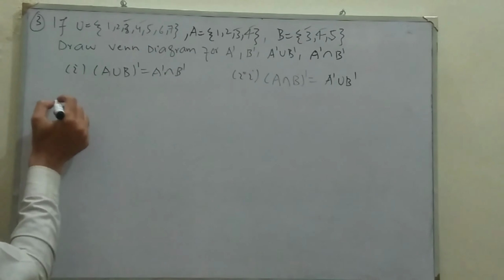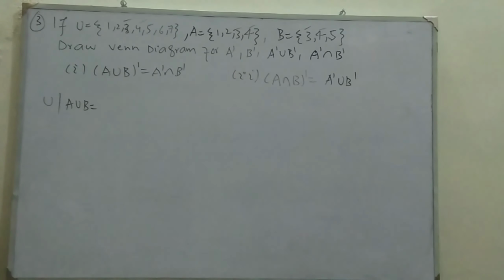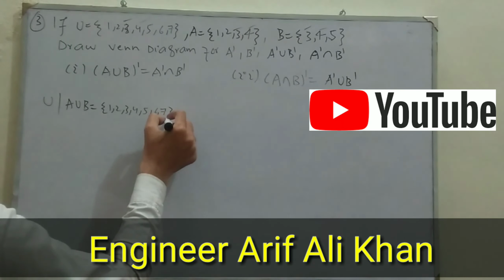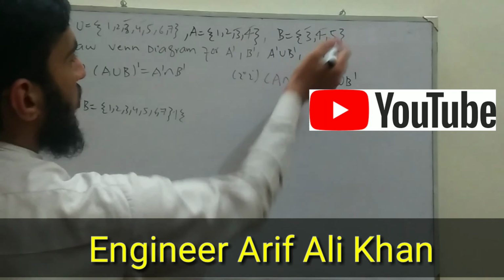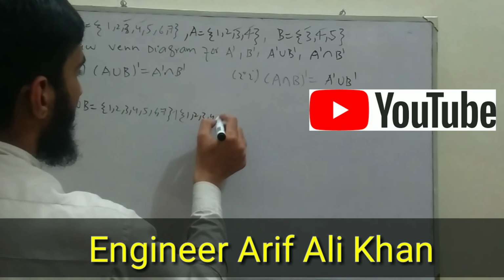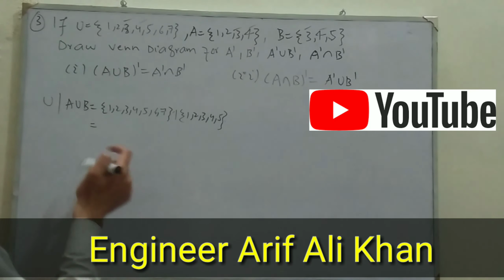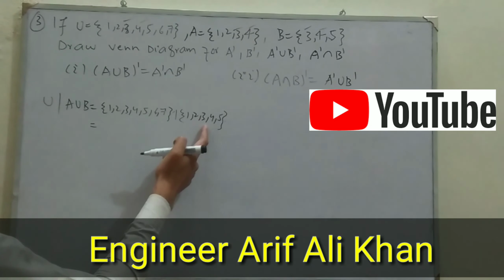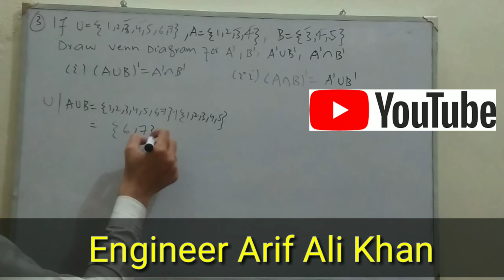So taking the first part, A union B whole complement means U minus A union B, because this is the definition of complement. U is 1, 2, 3, 4, 5, 6, 7. Minus A union B, which will be all elements participating in A and B, which is 1, 2, 3, 4, 5. So finding A union B whole complement, which is U minus A union B, all elements participate here because this is the subtraction sign. So elements in the first set, not in the second set, will be our answer. So the answer will be 6 and 7.